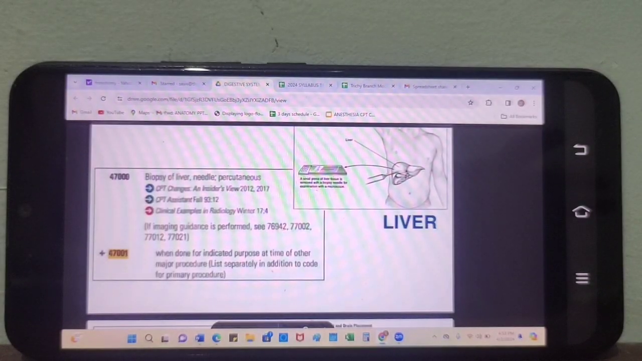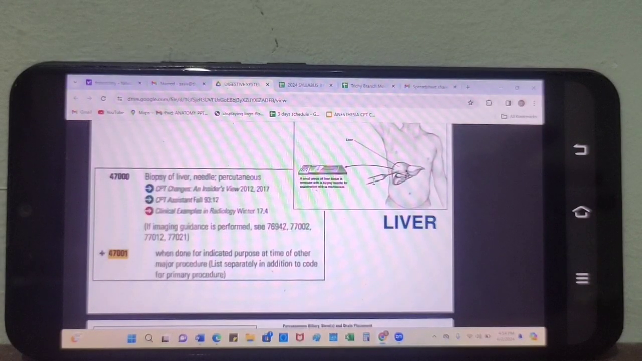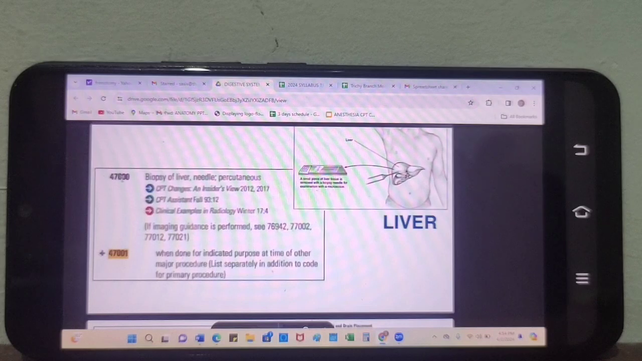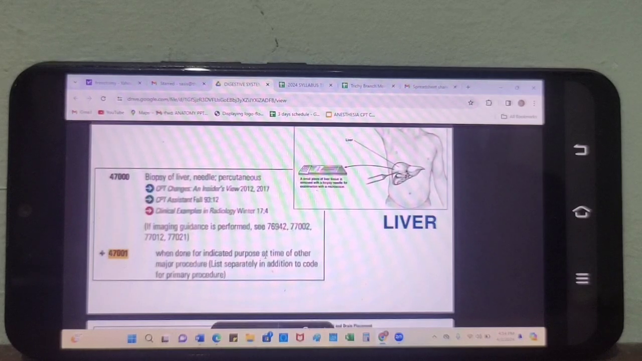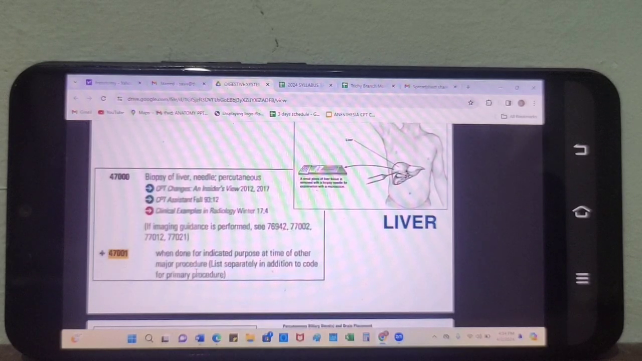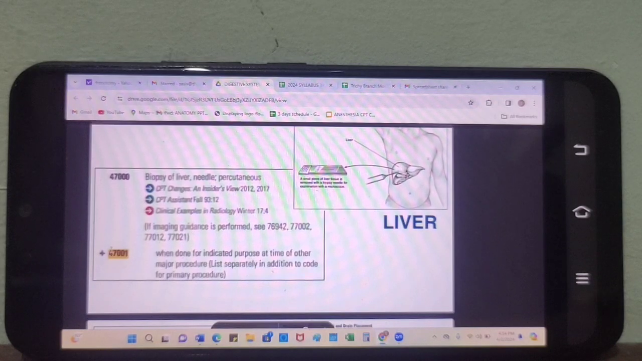See that this is a percutaneous method. The surgeon uses a needle to obtain the sample from the liver. Go for 47000. Then 47001 along with it. So guys, please listen. At the time of another major procedure, during another major procedure, if the doctor also performs the liver biopsy, we should report the add-on code.